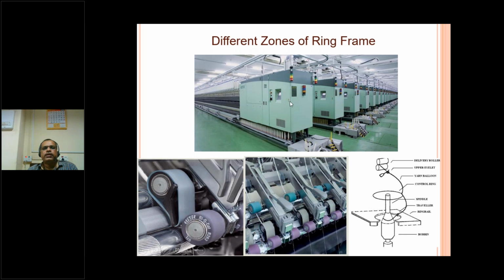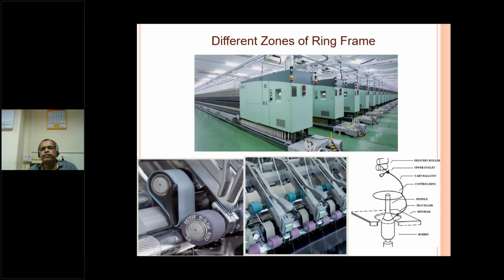These are the different zones of the ring frame. This is the ring frame machine. These are the creels where the supply material is held, and here is also a drafting arrangement, a roller arrangement, to draft again, and here the ring and traveler arrangement is there to apply the twist.